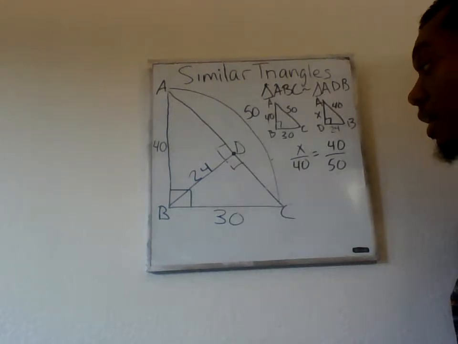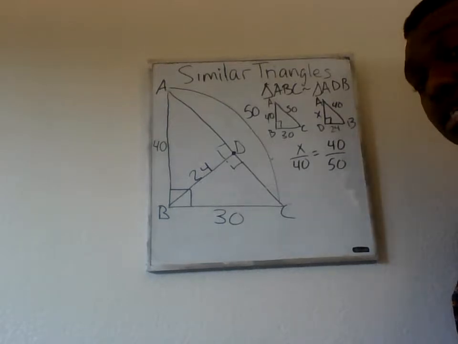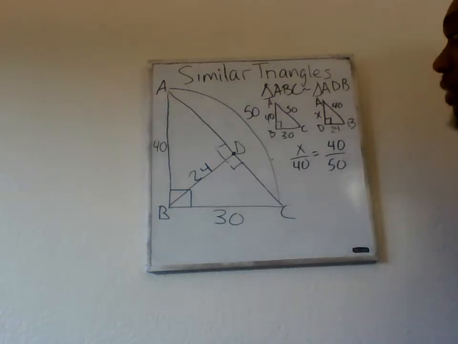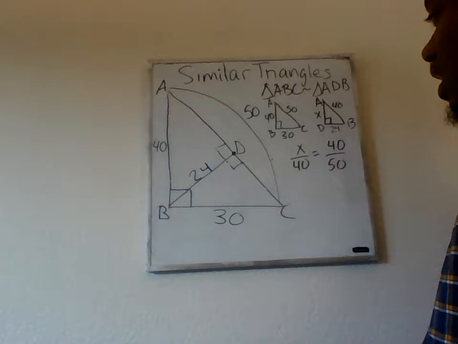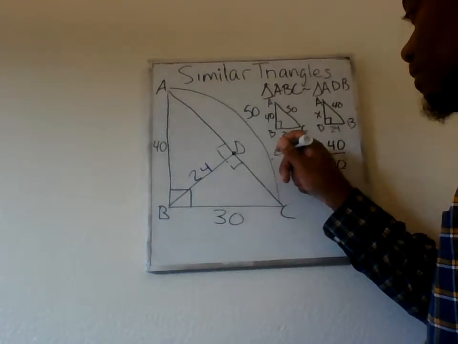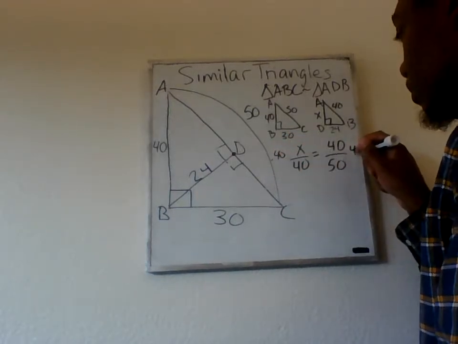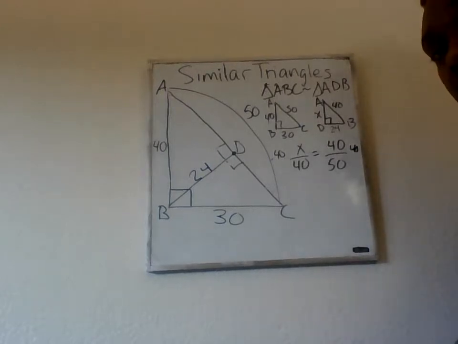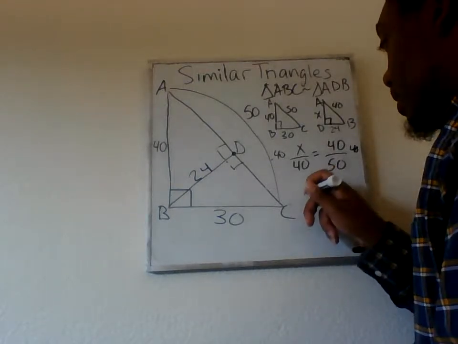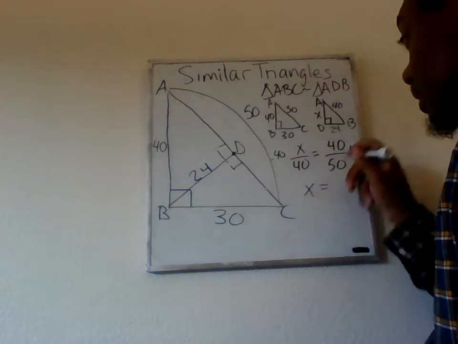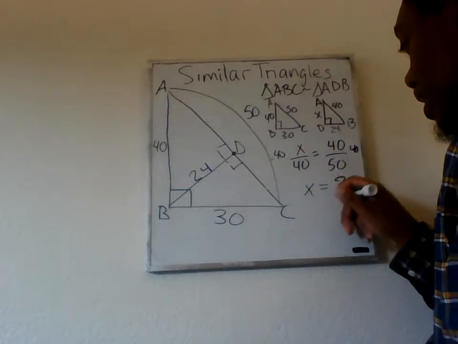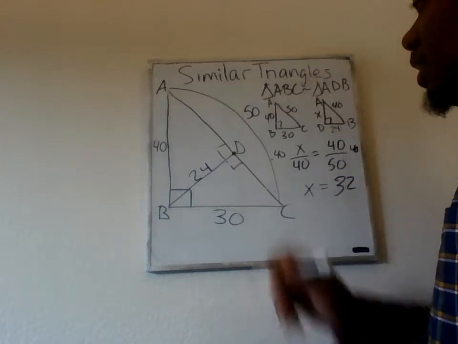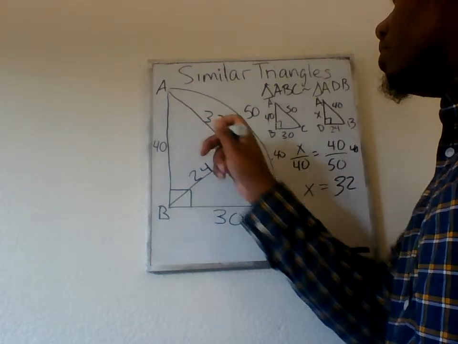All right, now, how do I solve for X? Okay, well, to solve for X, what I would do is multiply both sides by 40. And when I do that, I end up with X equaling 1600 divided by 50, or 160 divided by 5, and I get 32. So AD has to be 32.